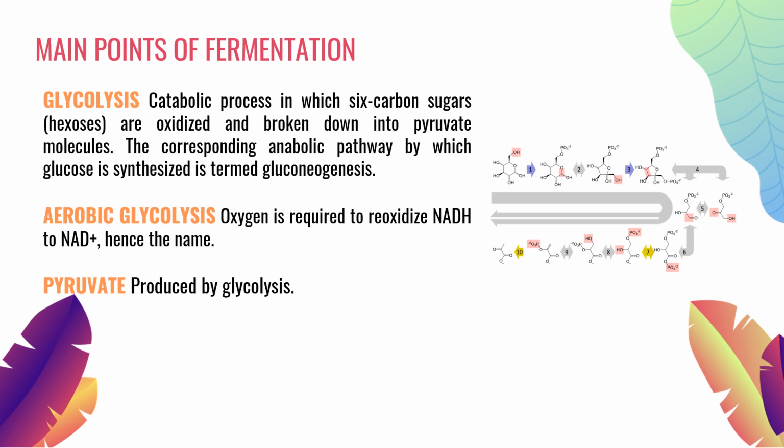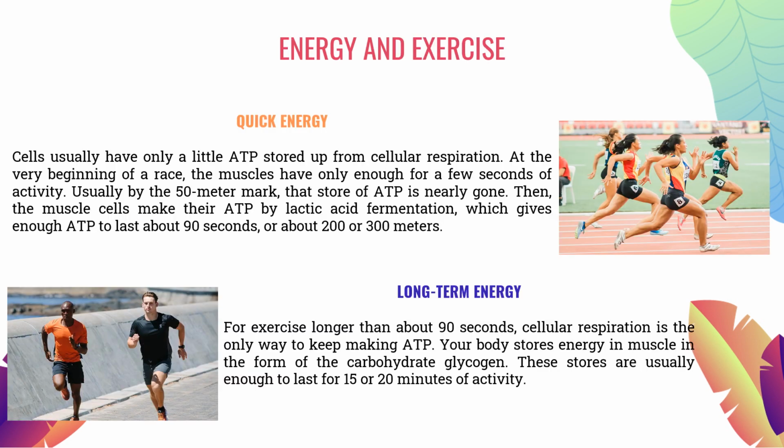Now, pyruvate is the end product of glycolysis. It is converted into acetyl-CoA and enters the Krebs cycle only if there is enough oxygen available. When the oxygen is insufficient, pyruvate is broken down anaerobically, creating lactate in animals and ethanol in plants.